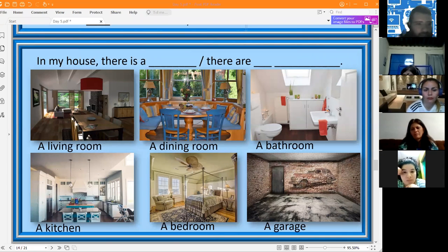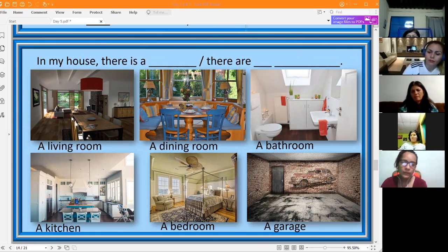In my house, there is a living room. There is a dining room. There are two bathrooms. There is a kitchen. There are three bedrooms. There is no garage. Okay, thank you. You understand my suffering.